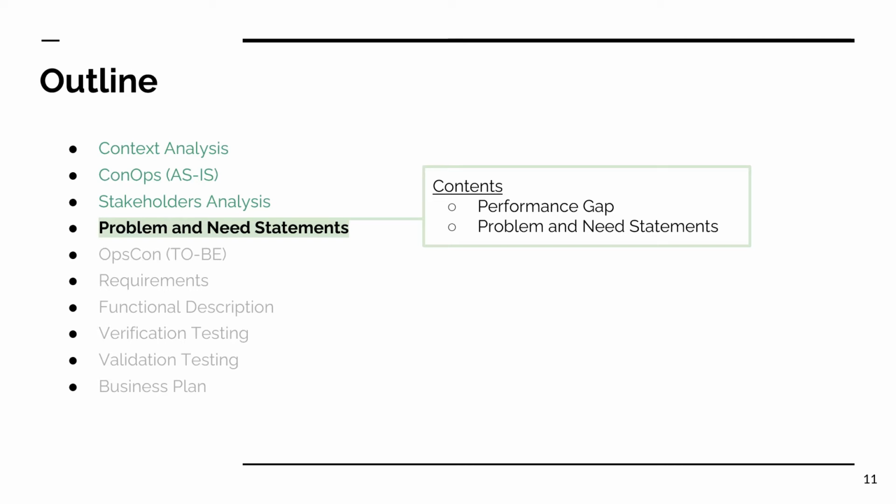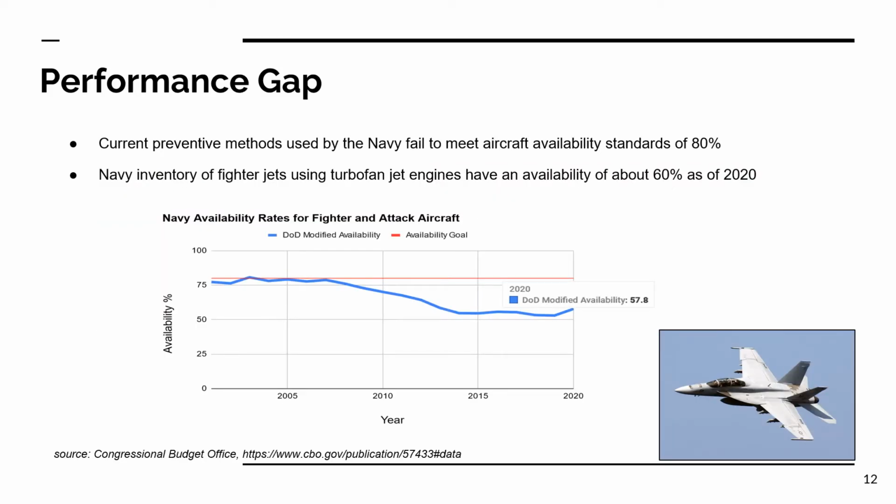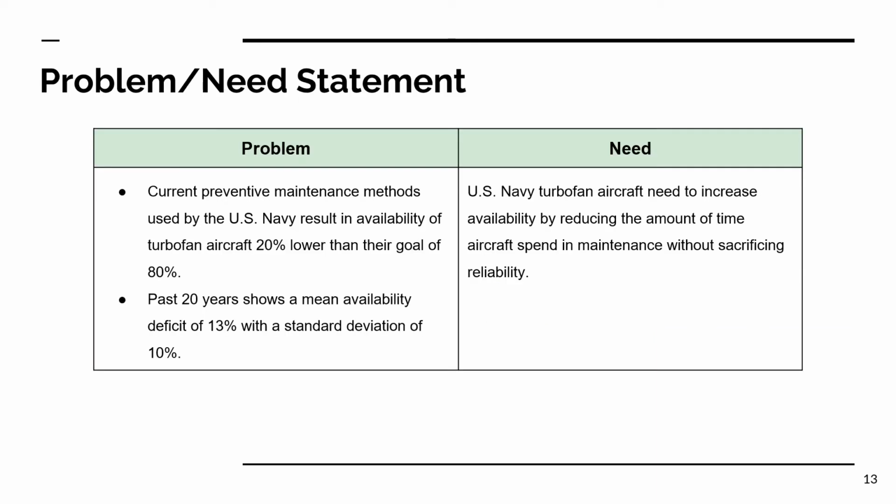Now we'll move on to our problem and need statements. The current preventive methods used by the Navy fail to meet their aircraft availability standard of 80%. The Navy inventory of fighter jets using turbofan jet engines currently has an availability of about 60% as of 2020. Our problem is that the current preventive maintenance methods used by the U.S. Navy result in an availability of turbofan aircraft 20% lower than their goal of 80%. The past 20 years shows a mean availability deficit of 13% with a standard deviation of 10%. There is a need for U.S. Navy turbofan aircraft to increase availability by reducing the amount of time aircraft spend in maintenance without sacrificing reliability.